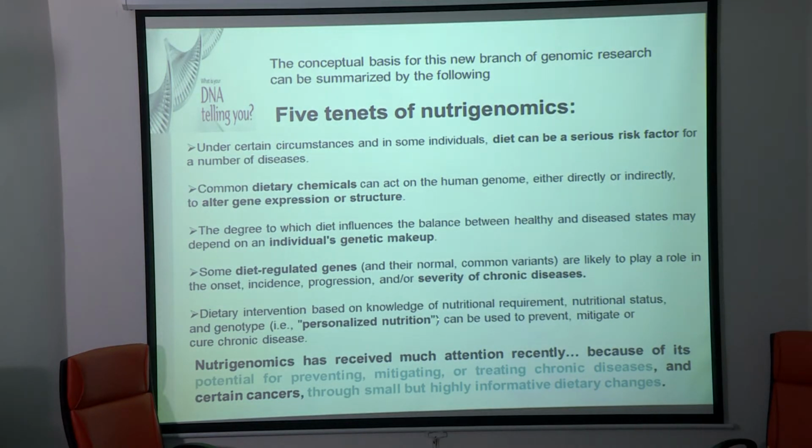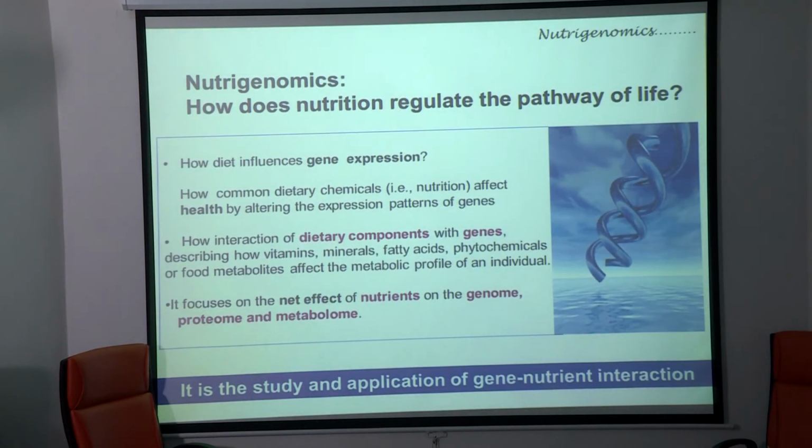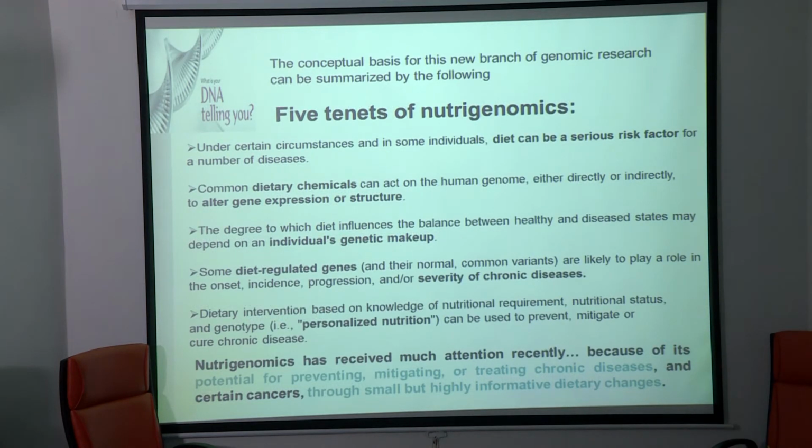Because it is individual to individual, we come down to a personalized level in which, based upon the individual's predisposition to that disease, you can devise his or her diet, and he or she can ultimately reduce or feel the reduced effect of those diseases, and we can cure those chronic diseases as well. So nutrigenomics has received a lot of attention in recent times because of its potential for curing these diseases, including cancer, through small but very highly informative dietary changes.